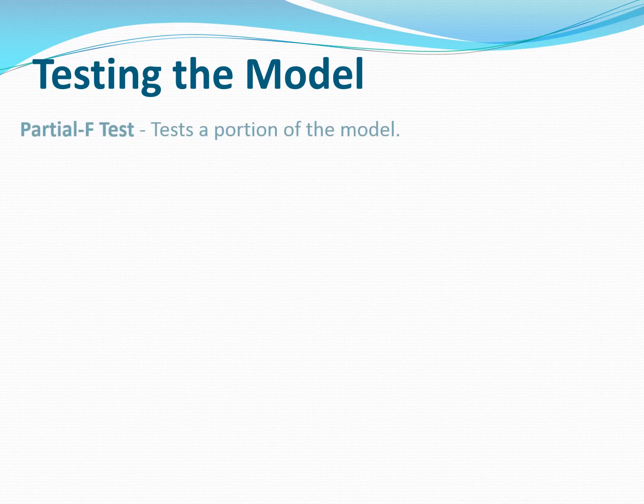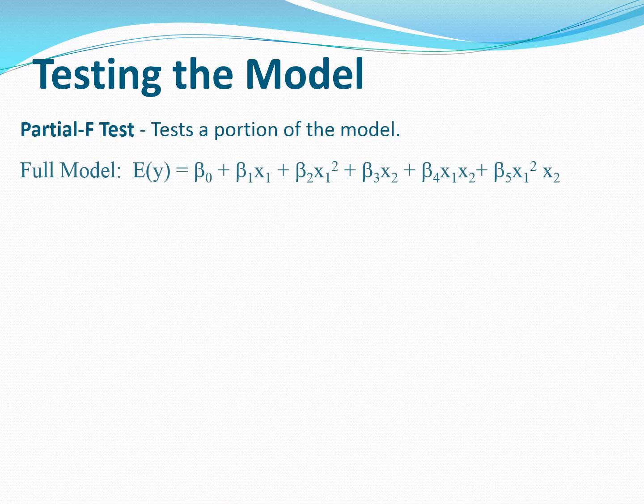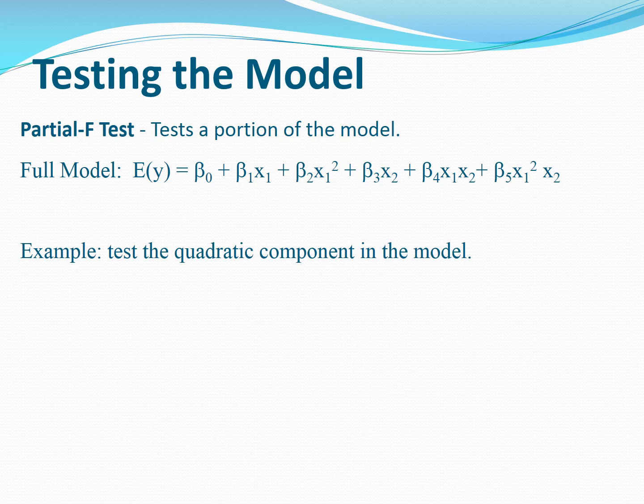Well, what's next is we're going to test a portion of the model. In order to do this, we need our full model. Well, we have the same model from the first page. And again, as your complete second order model changes, what we call our full model is going to follow along. So there's the full model. Now let's say that I want to test the quadratic portion of the model.